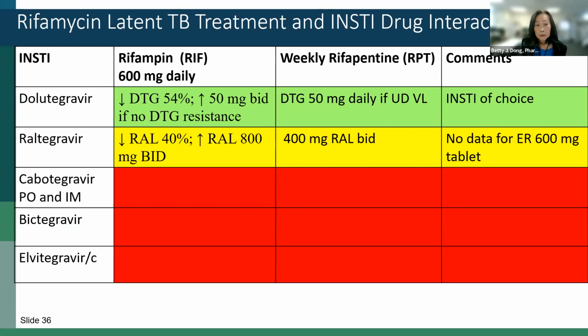And with other agents, I didn't talk about this, but for raltegravir, you can use the non-sustained release raltegravir dosed up to 800 twice a day with rifampin and the normal dosing with rifapentine. And because of bad PK data or lack of data at this time, we would not use it with cabotegravir or bictegravir, and of course, not with elvitegravir.